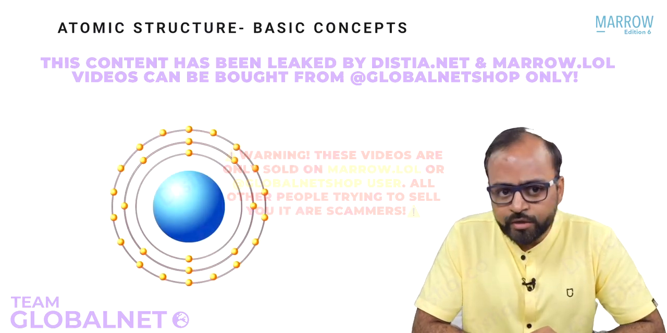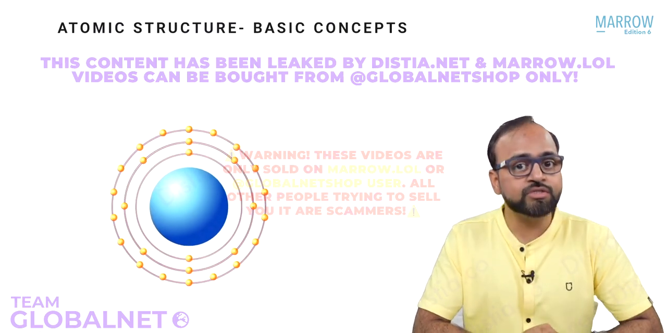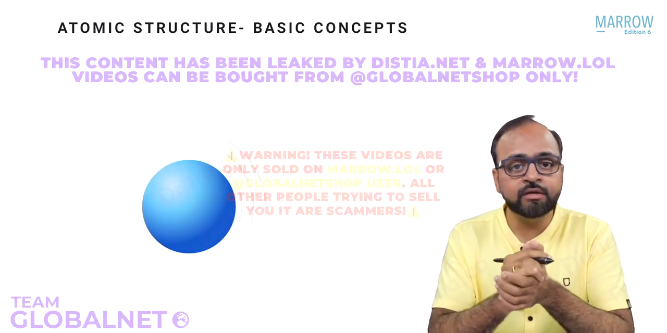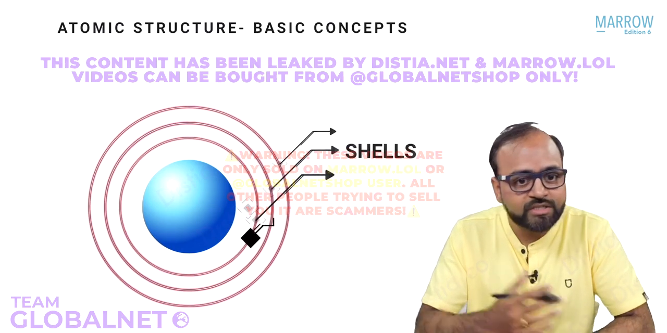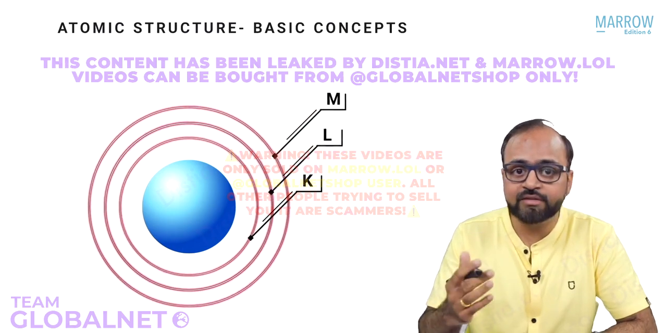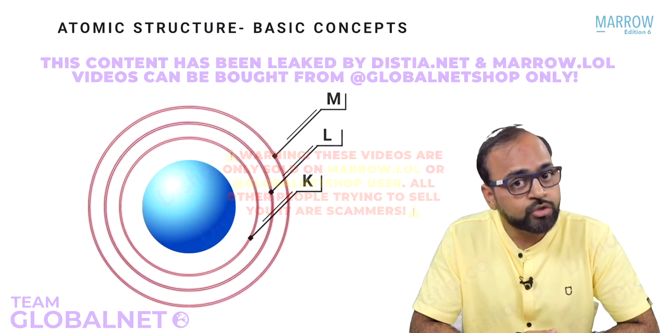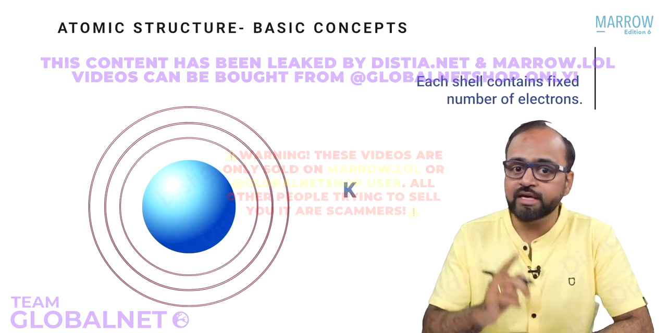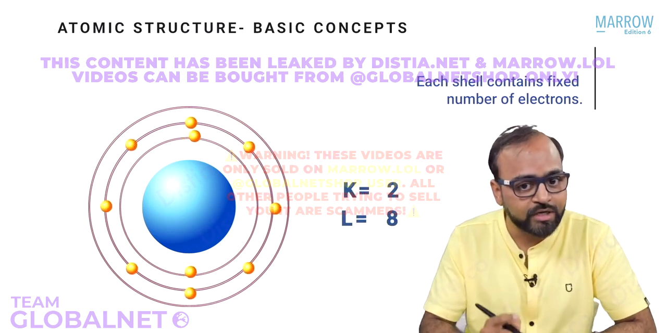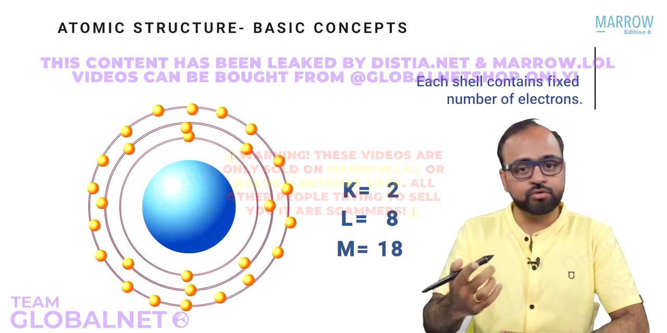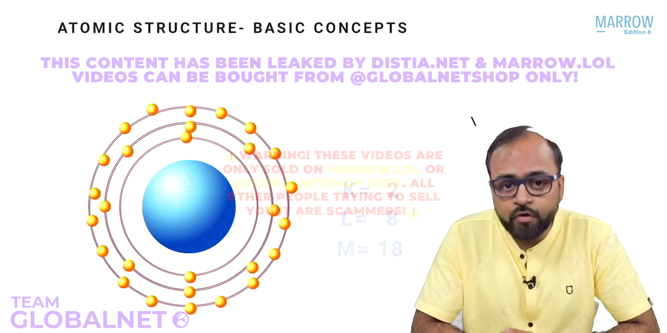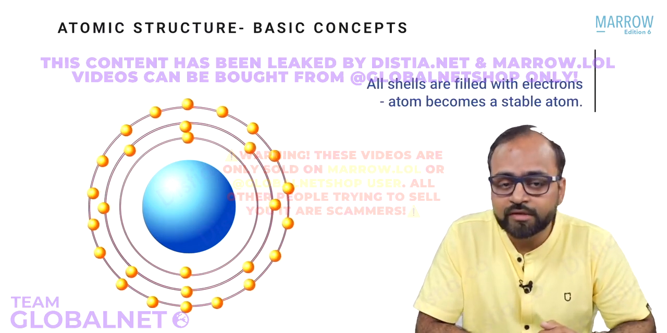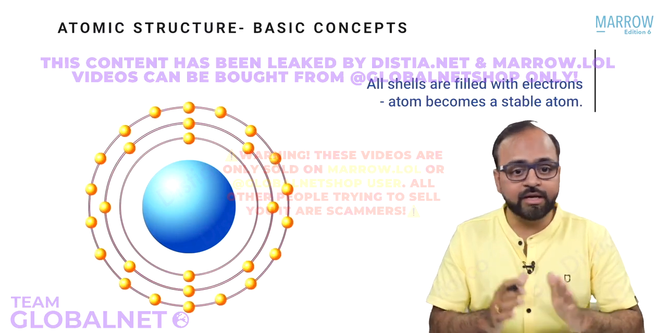What did he tell us? He told us that the atom basically consists of a central nucleus and electrons orbiting around the nucleus in certain shells. He called these shells K, L, M, N, and so on and so forth. He also told us that each of these shells could contain a certain fixed number of electrons. K shell could contain 2 electrons, L shell 8 electrons, M shell 18 electrons, and so on. He told us that if all the shells are completely filled by the required number of electrons, then such an atom would become a stable atom.